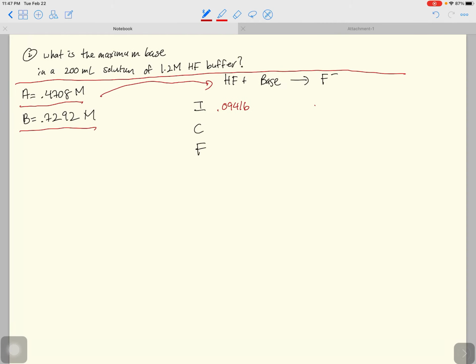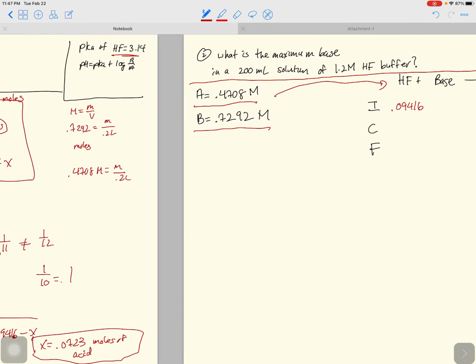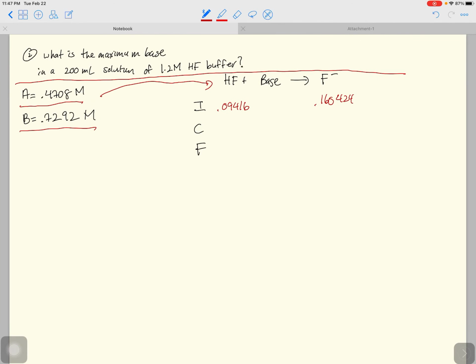0.160424. And we don't know how much base we're adding, so I'm going to put x. And similarly, since we're adding a base, it has to react with a weak acid. And just like the previous problem, since we're adding a base, the acid has to be less acidic, right? So we're going to subtract what we're adding from the acid. And since we're adding a base, this base needs to get more basic. And therefore, at final, it must be like this.